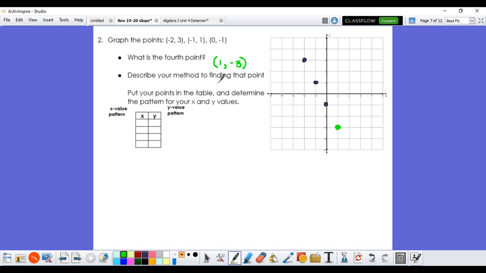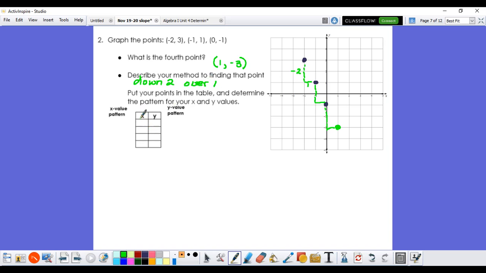The method for finding the point. How did you do it? I hope that you did it by going down 2 over 1, down 2 over 1, down 2 over 1, and then down 2 over 1. So the method: down 2 over 1.